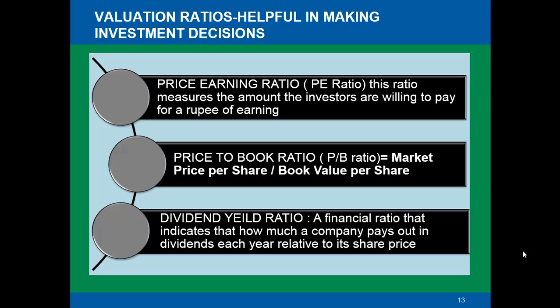Now let us understand the price to book ratio. The formula for calculating the price to book ratio is market price per share divided by book value per share. This is a very important ratio to understand whether share prices are overvalued or undervalued. If you look at the current scenario in the stock exchange, the average listed company in India is trading at a price to book ratio of close to 4.